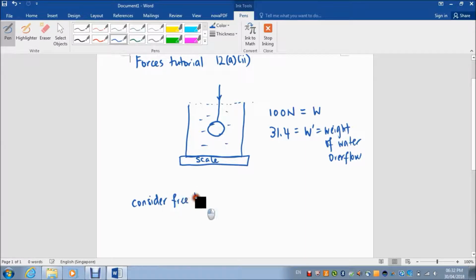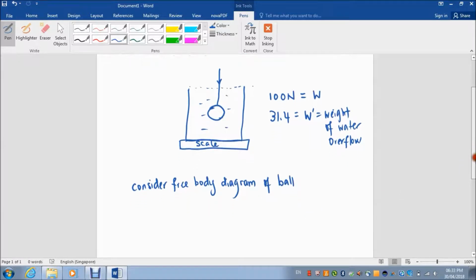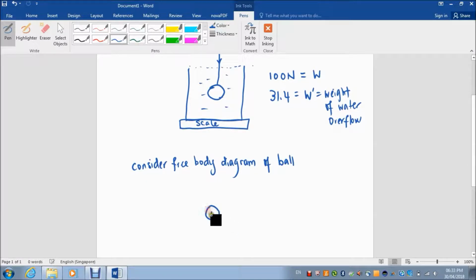So I'm going to consider the free body diagram of the ball. That means I'm only looking at forces acting on the ball. So what I will have will be the pull of the gravity on the ball, which is the weight of the ball. I'm going to call it W with a subscript B, which is the weight of the ball. Then I also have a downward push by the external agent. So it could be a person pushing down the ball. And because the ball is in the water, the water will exert an upward force called U. So this is the force by water on ball.